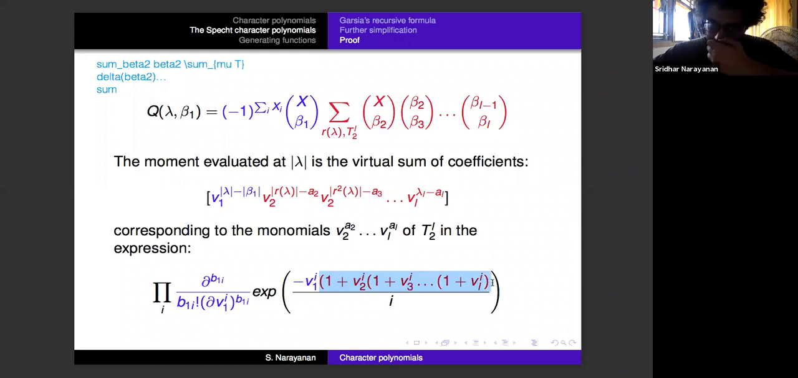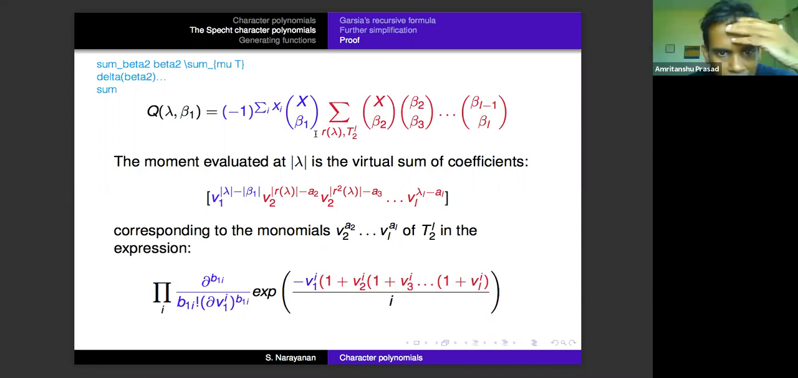Hope that's clear why. And then this expression comes from this part, right? Because it's just differentiating several times this variable, because it's a fixed beta one. So, is that clear?